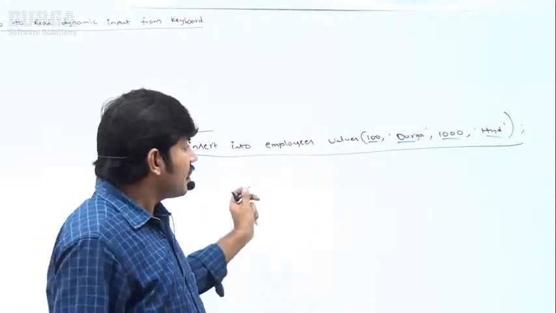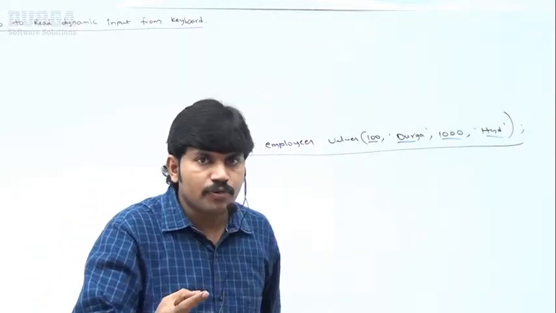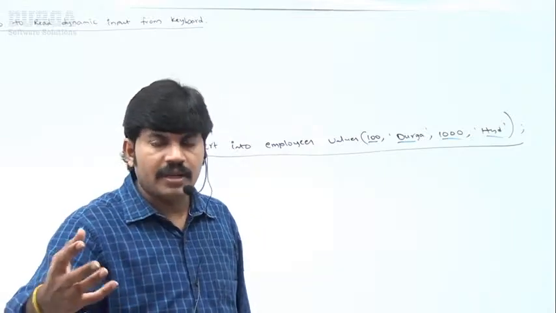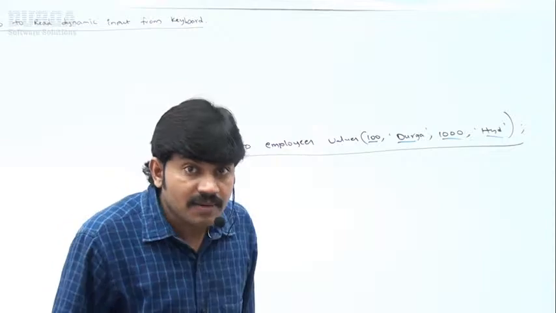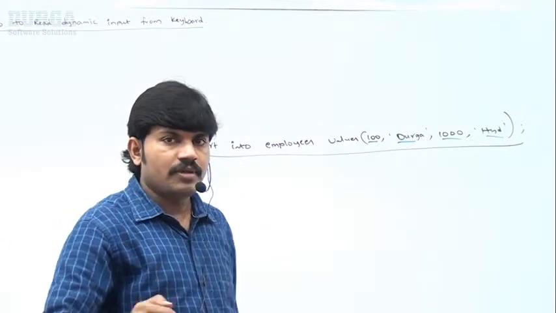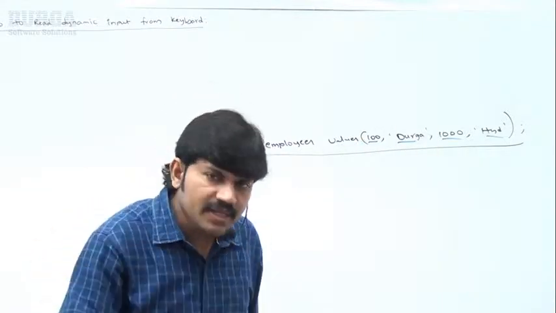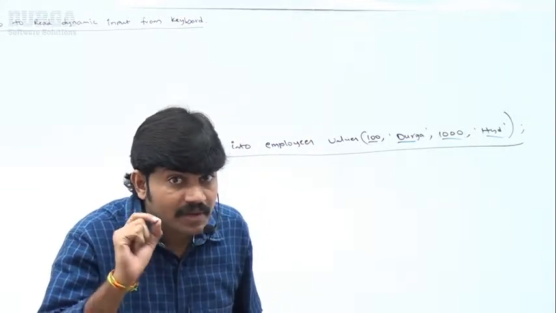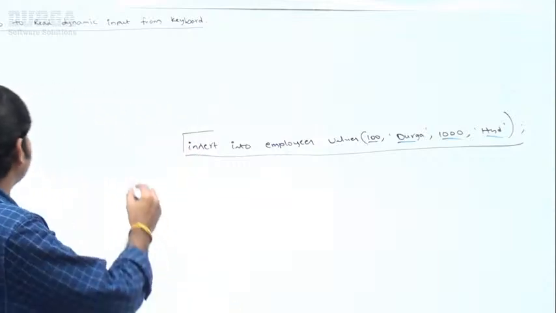Now, how can I read the dynamic input from the keyboard? The end user is going to enter. I will prompt the end user: enter employee number, enter employee name, enter employee salary, enter employee address. Like that I will prompt the end user to enter the data. My Java program has to read that data. That is my programming requirement. Once you are reading, how to insert that part I will explain soon. But anyway, just observe how I can read the data from the keyboard.